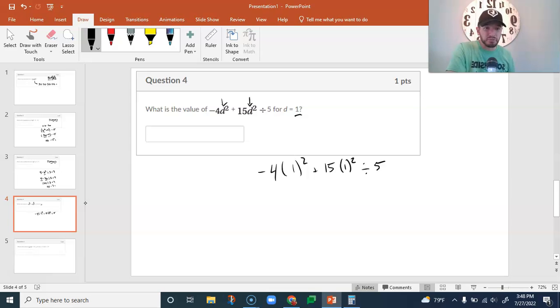So this is actually kind of nice for us because 1 squared is just 1. So you literally do 1 times 1, and that equals 1. So you have negative 4 times 1 plus 15 times 1 divided by 5. So then we need to go ahead and multiply first. So negative 4 times 1 is negative 4, plus 15 times 1 is 15, and then divided by 5.